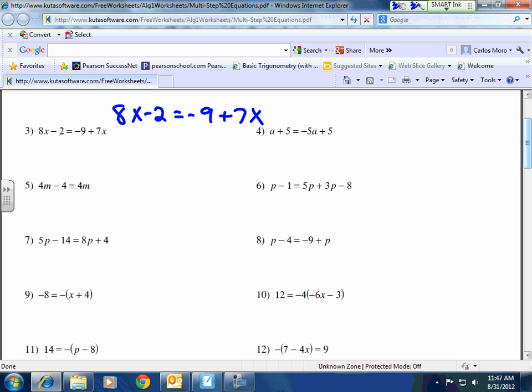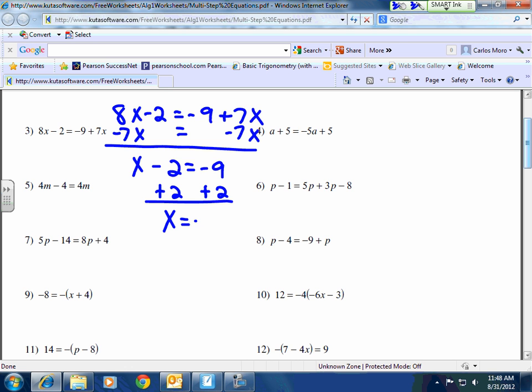Bring the variables all to one side. Yes, I've got an 8x on the left and a 7x on the right. So I'm going to subtract 7x from the right, and I'm going to subtract 7x from the left, because whatever I do to one side of the equation, remember, I must do to the other side to keep a balance, equality. So I'm going to have x minus 2 equals negative 9. Now I have a one-step equation. The relationship between the x and the 2 is subtraction. Okay, I got to get rid of that negative 2. So I add 2 to both sides. And x equals negative 7.